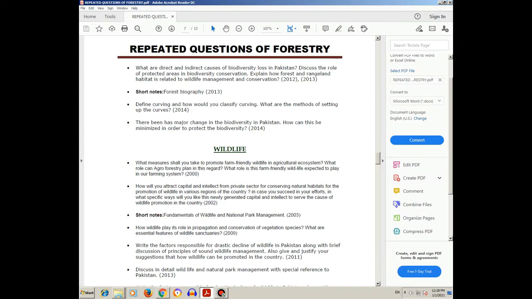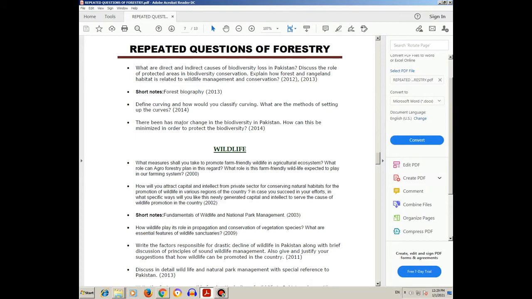2013 Define curving and how would you classify curving? What are the methods of setting up the curves? 2014 There has been a major change in the biodiversity in Pakistan. How can this be minimized in order to protect the biodiversity?